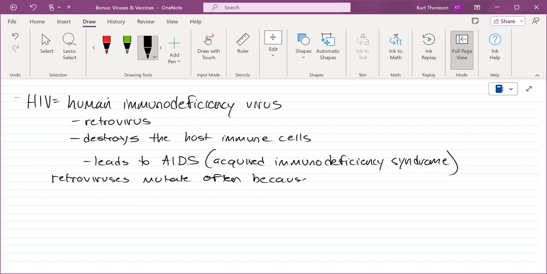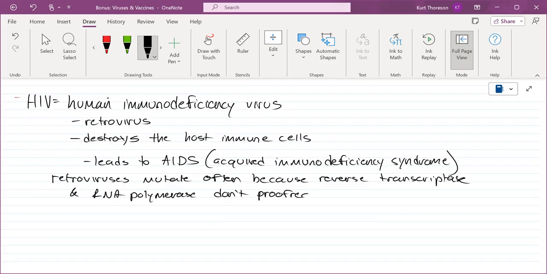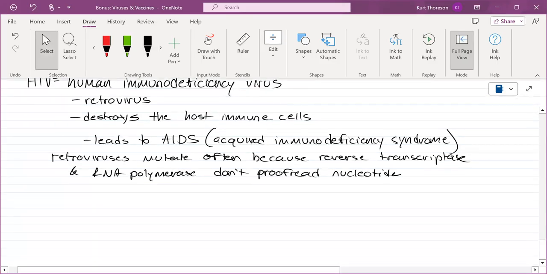Because reverse transcriptase and RNA polymerase don't proofread. Only DNA polymerase does that. So if you don't proofread the nucleotides, it can mutate. We don't have a vaccine for HIV. We can't really do that for retroviruses because they mutate so much. You can't predict it.